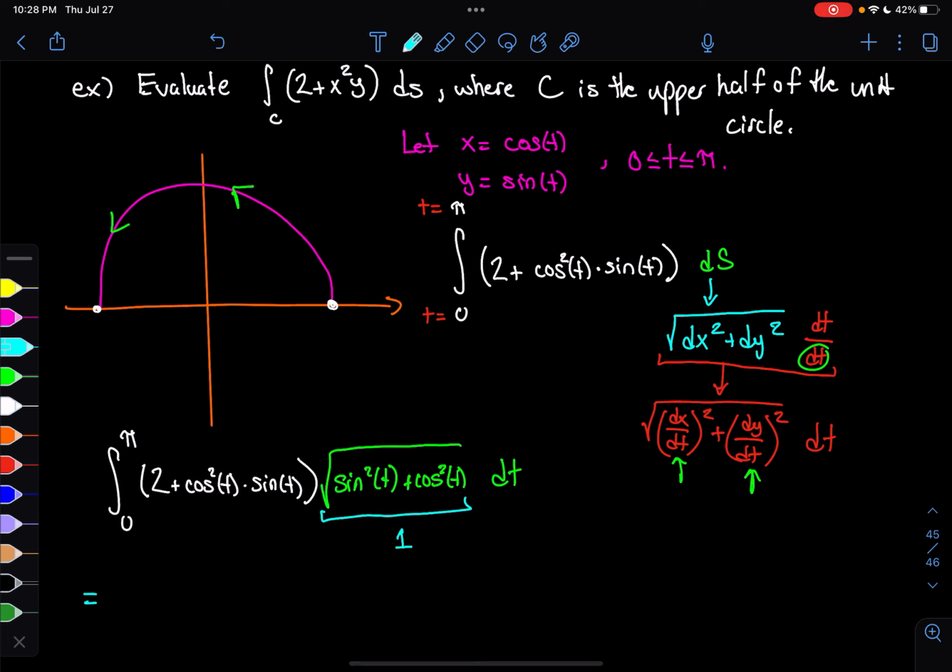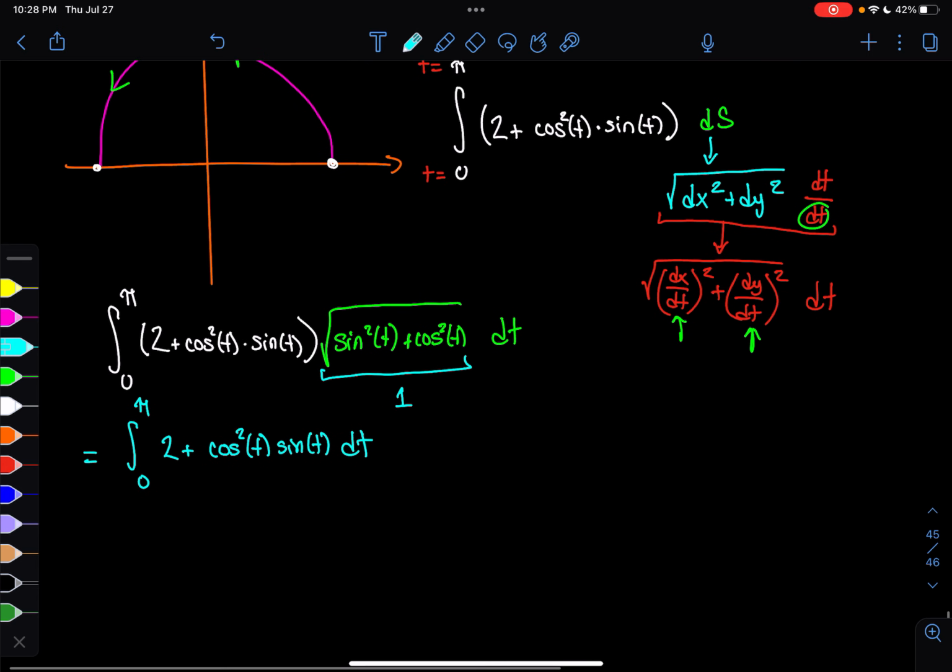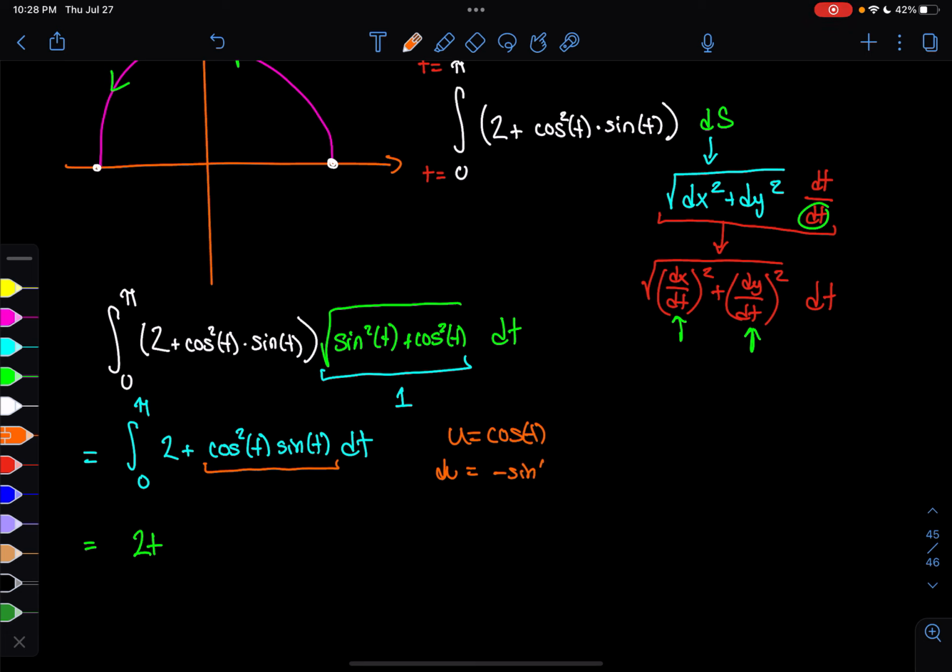And so this entire line integral very, very neatly just collapses into the integral of cosine squared of t sine of t dt. And this we can evaluate no problem, right? This is, let's see, the first one is going to be 2t, and the second one, we can use a u substitution here of u is equal to cosine of t, and du is equal to negative sine of t.